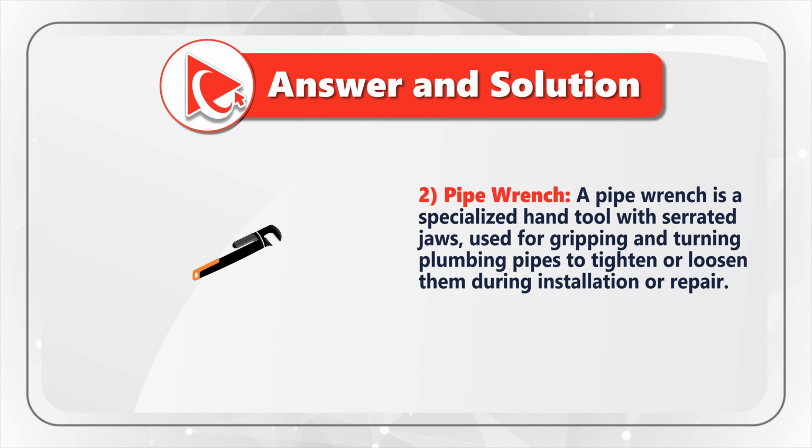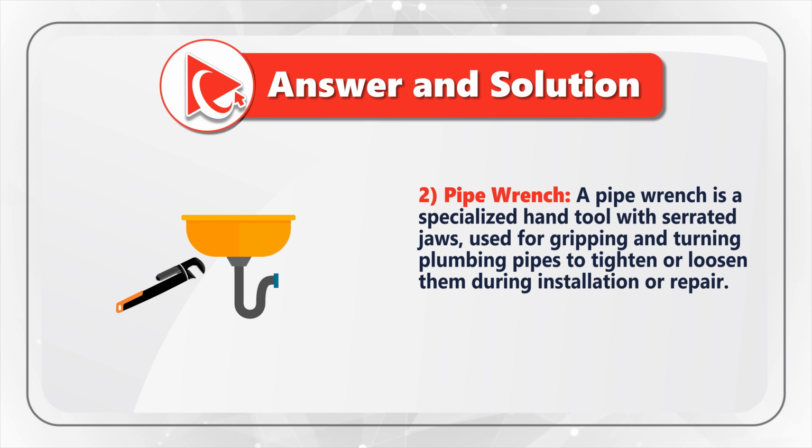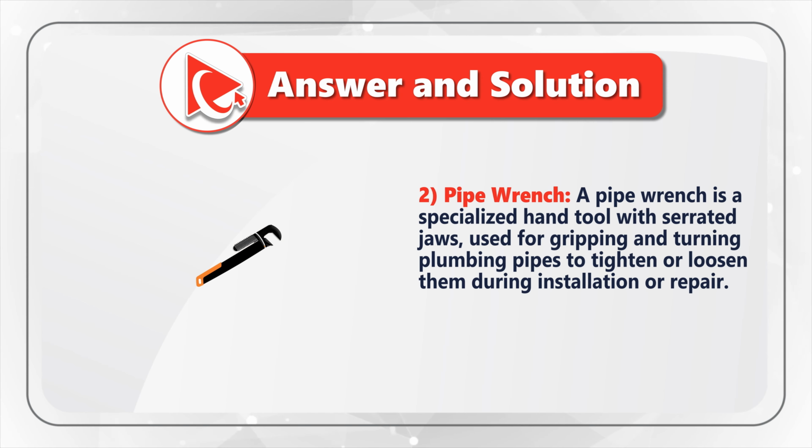I think choice 2 matches the pipe wrench. And a pipe wrench is a specialized hand tool used for gripping and turning plumbing pipes to tighten or loosen them during installation or repair. As you might have guessed, description 2 matches image E.